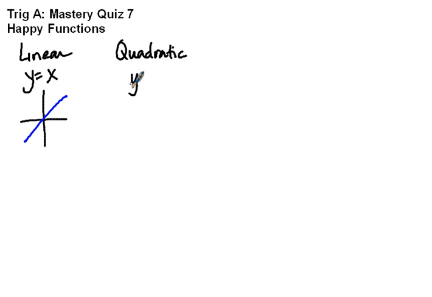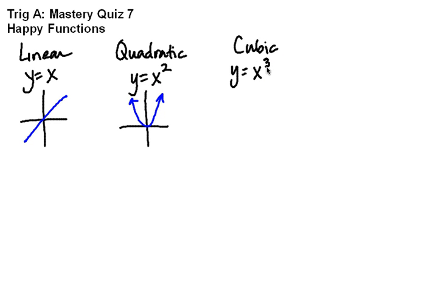Linear is an equation like y equals x, and the graph is a straight line through the origin. Quadratic is an equation like y equals x squared and is a parabola. Again, if we just have y equals x squared, that one has its vertex at the origin. A cubic is the equation y equals x cubed, and this one is our stretched out S shape that has its point of inflection at the origin.